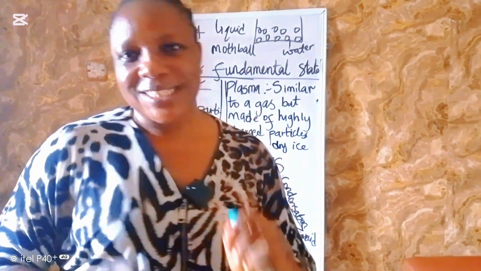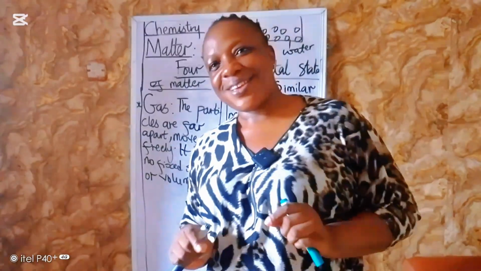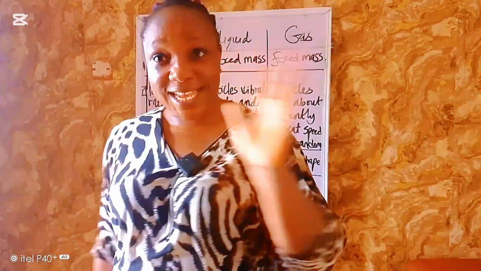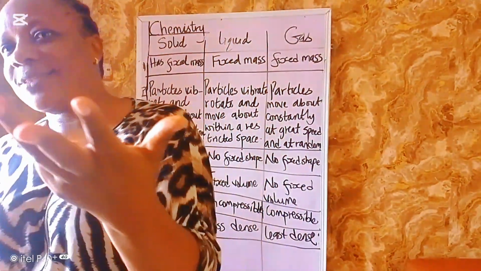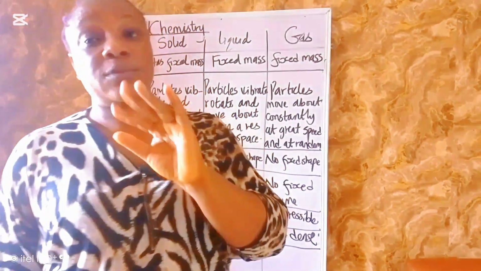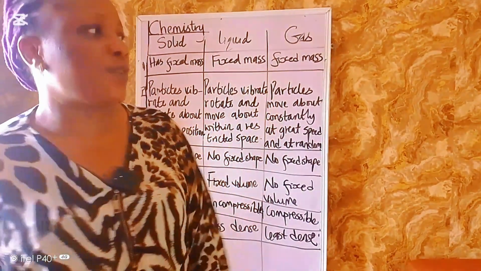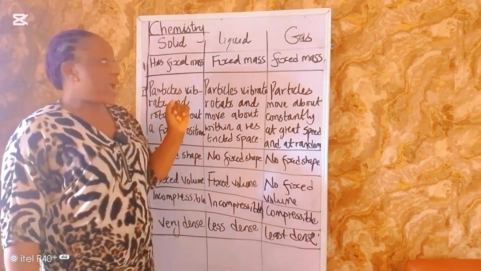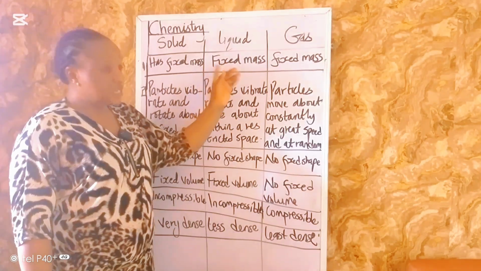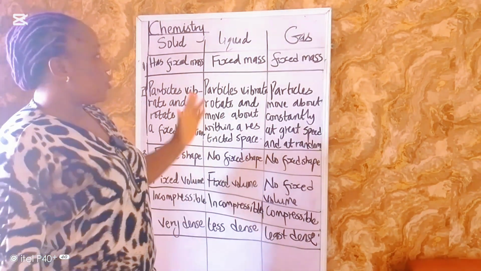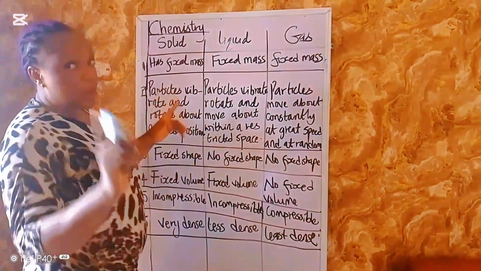Okay, for the sake of our exam, we are going to bring in the differences between solid, liquid, and gas. We have discussed them and we now understand them, so let's put it in a summary or concise form. Under solid, liquid, and gas, we have fixed mass. This is also fixed mass, and that is also fixed mass. So among these, there's no difference. But look at where the difference starts.